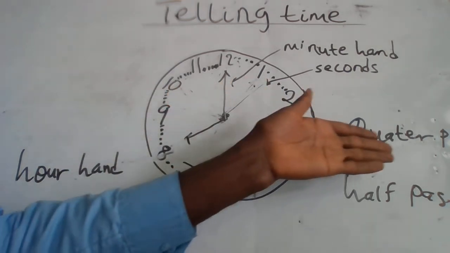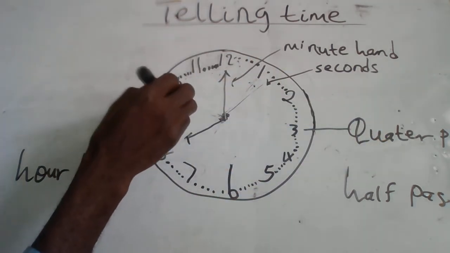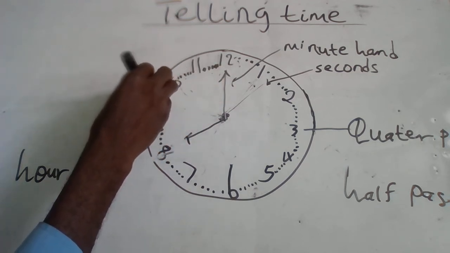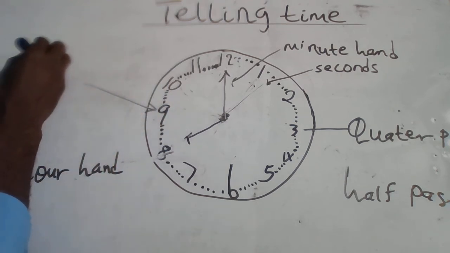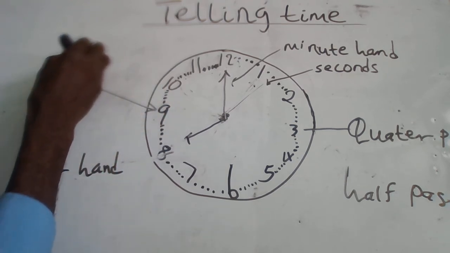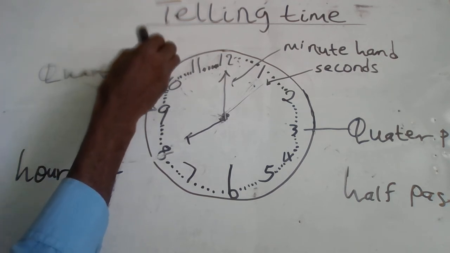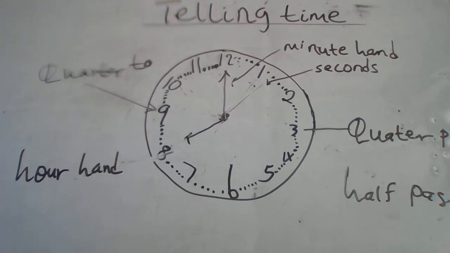Remember that we have quarter past and we have half past. We also have quarter to. From 9 to the hour, we say it's a quarter to the next hour. So you can see this is how to read the analog clock.